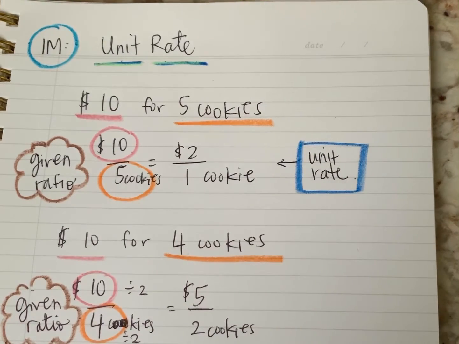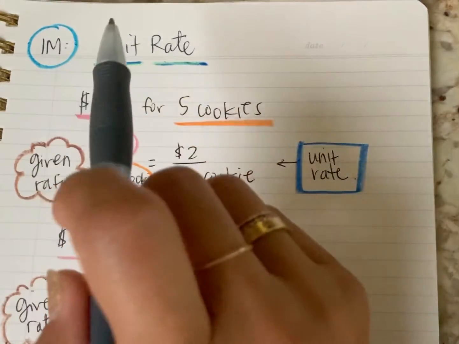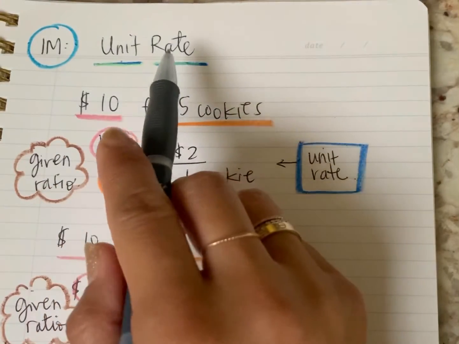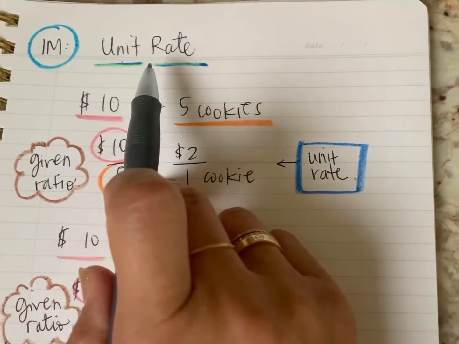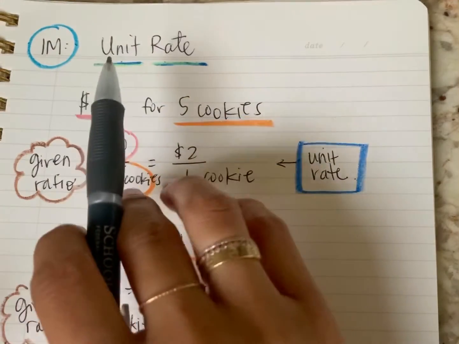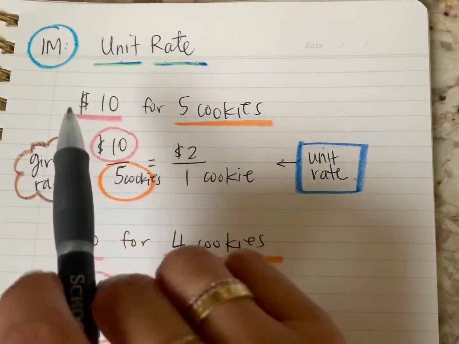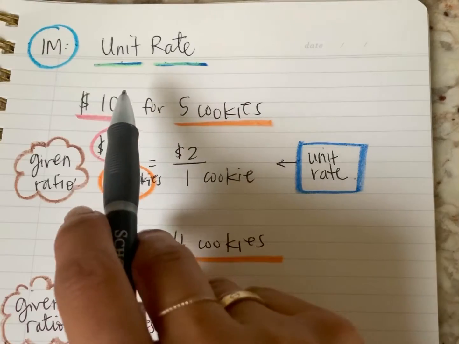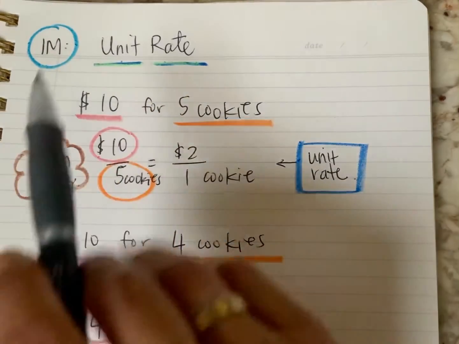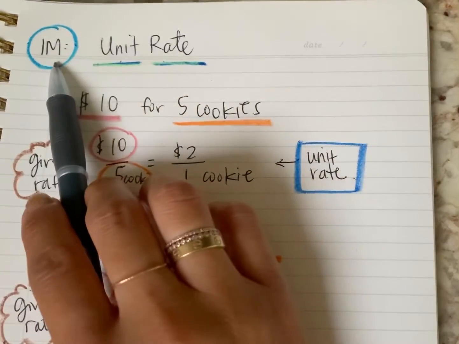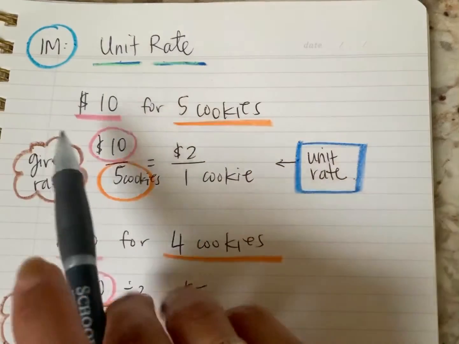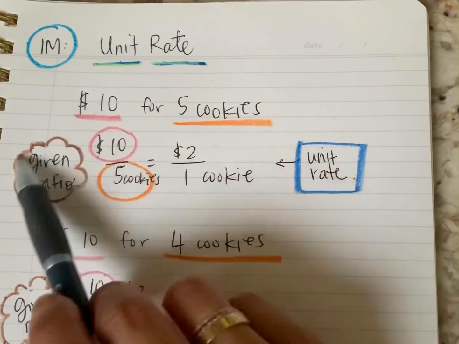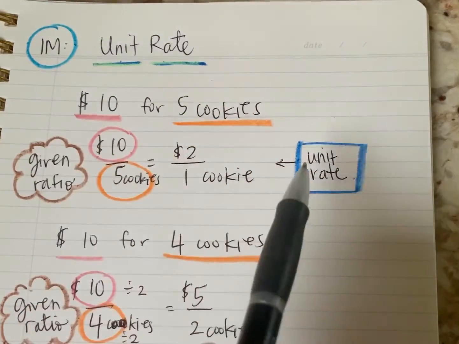All right, today we are going to look at unit rate. We looked at unit rate a bunch, kind of mid-year, and we were still working on it when we left. We were kind of at the tail end of it when we left. But today I'm going to review for interleaved math, changing a given ratio to a unit rate.